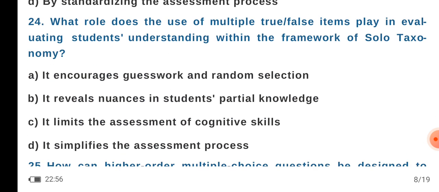What role does the use of multiple true or false items play in evaluating students' understanding within the framework of SOLO taxonomy? Letter A, it encourages guesswork and random selection. Letter B, it reveals nuances in students' partial knowledge. Letter C, it limits the assessment of cognitive skills. Letter D, it simplifies the assessment process.